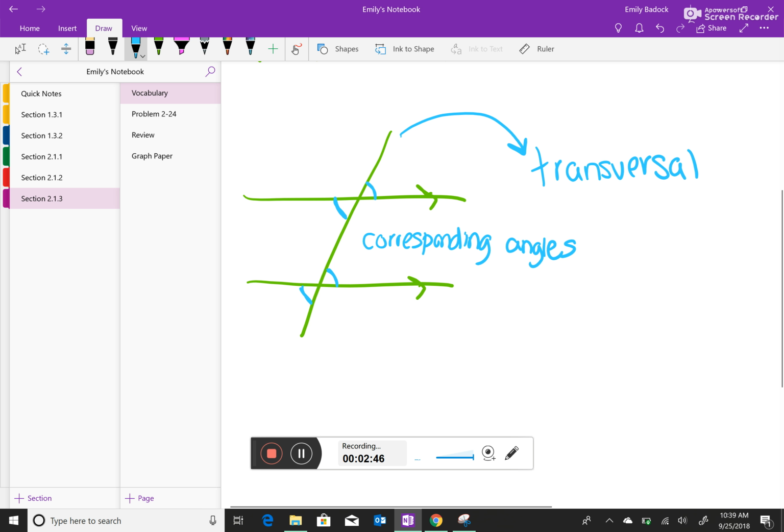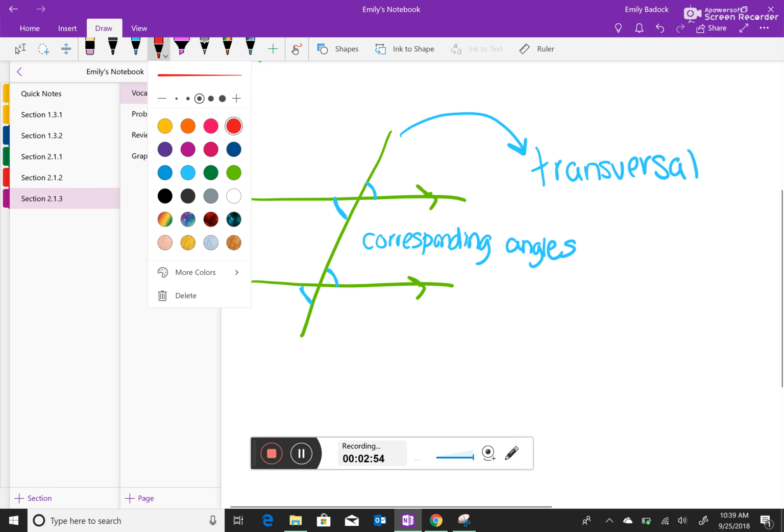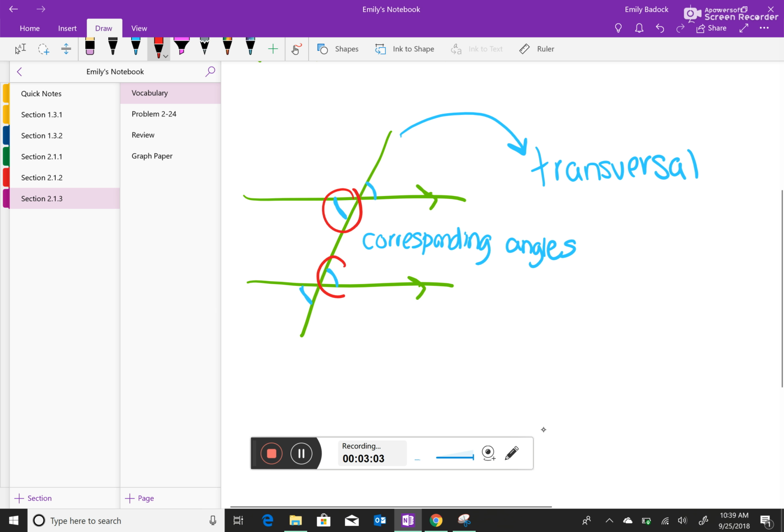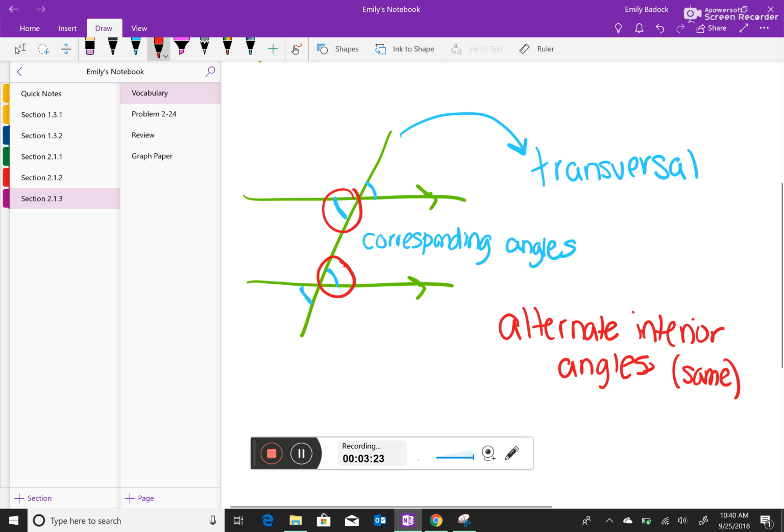So congruent means the same. Another thing that you guys are going to talk about today is this idea of alternate interior angles. So they have to be angles on the inside, and they are alternating. So this angle and this angle are alternate interior angles, and they are the same. So if you ever hear anything about alternate interior angles, that means that they are the same.